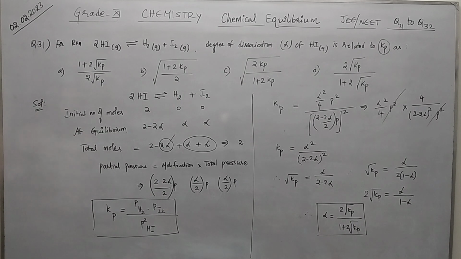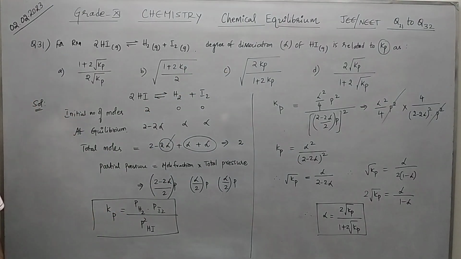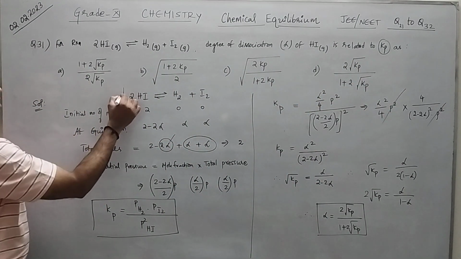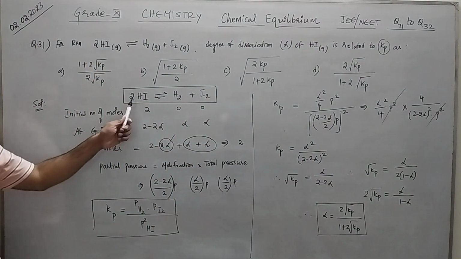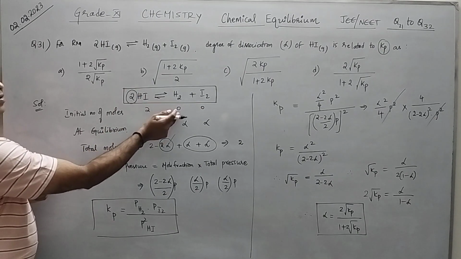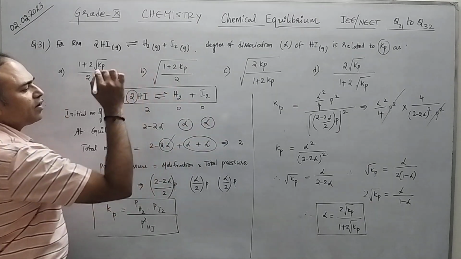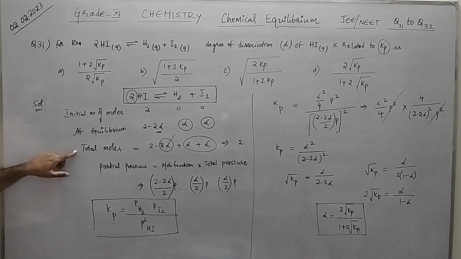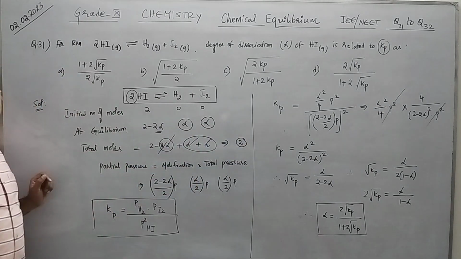Next, question number 31. I have solved this already. For the reaction 2HI gives H2 plus I2, alpha is the degree of dissociation. Now they are asking the relation between alpha and Kp. For that, first write the equation and apply the same thing. Initial moles, we have here 2 moles, product is not formed, hence 0. Next, at equilibrium, you know that alpha is the degree of dissociation, hence 2 minus 2 alpha. Next, what is the total number of moles? You can just cancel this and you get the total number of moles as 2.